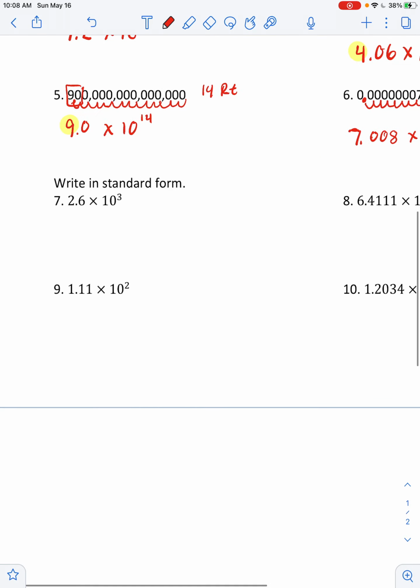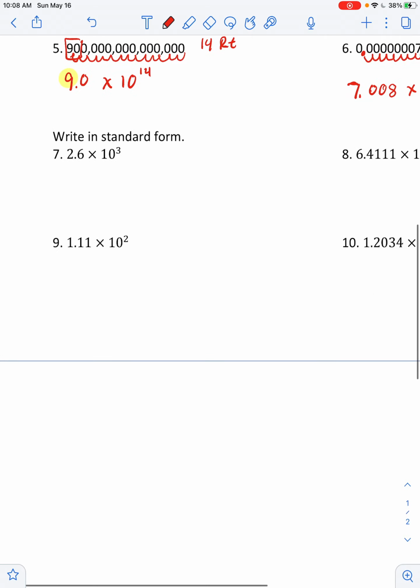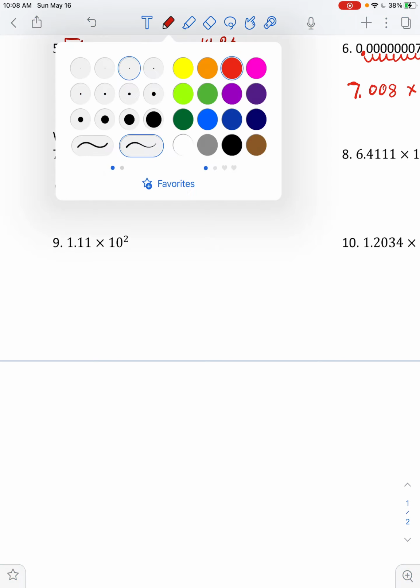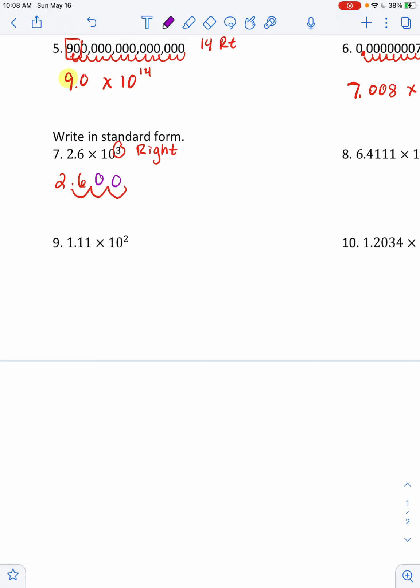Now we're going to be doing the opposite. They're giving us scientific notation, and we're going to write it in standard form, which is like normal numbers. This is a 3 and it's positive, so I'm going to be moving my decimal 3 spaces to the right. So I'm starting off with 2.6 times 10 to the 3. I'm going to move my decimal spot over 1, 2, 3, and then add in zeros. So I end up with 2, 6, 0, 0, and I would put my comma where it belongs.